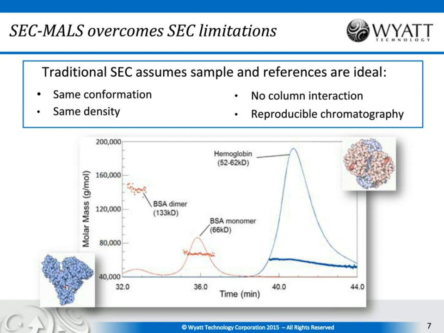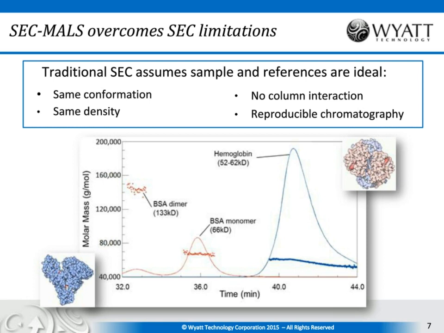In the graph that you see here, we see separation of BSA and hemoglobin. Now, the BSA, of course, is one of those references that you typically use for column calibration, and it does not have any non-ideal interactions with the column. It separates nicely. You can see the monomer and dimer peaks here, and the dots that are in those graphs are the molecular weights as determined by light scattering. And so light scattering gives you the correct molecular weights.